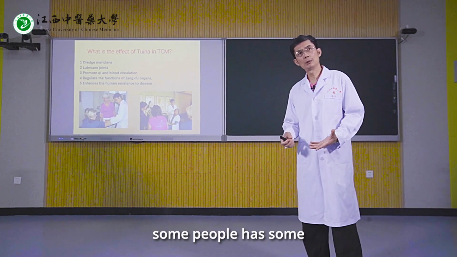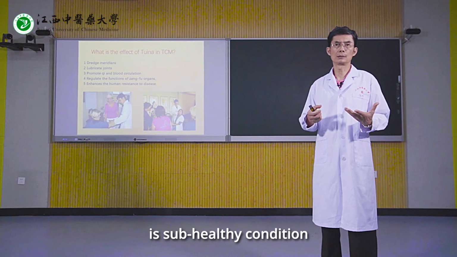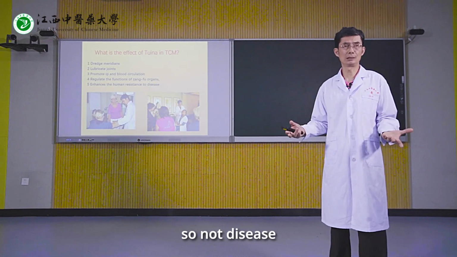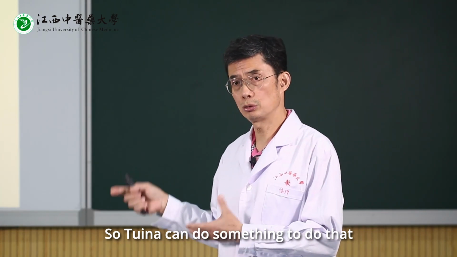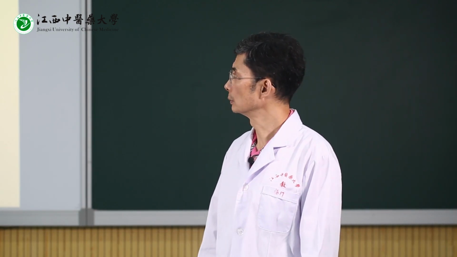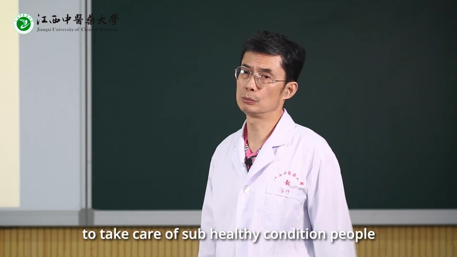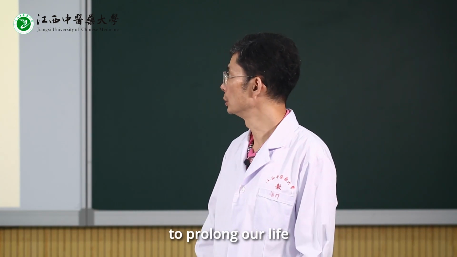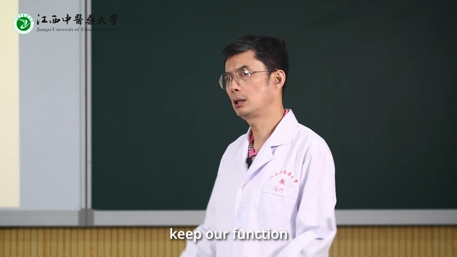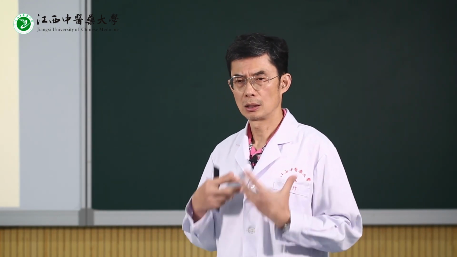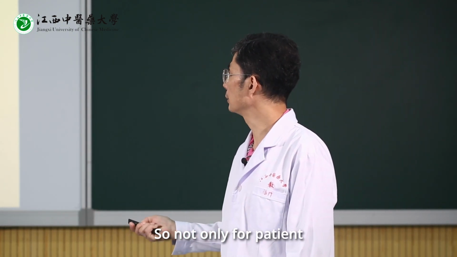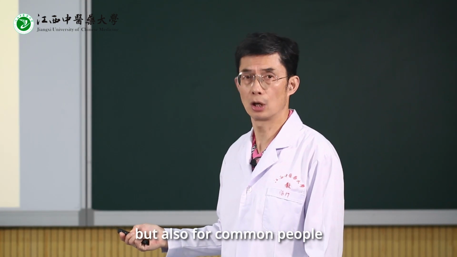For example, some people are in a sub-healthy condition, so not disease. Tuna can do something to prevent disease from occurring, to take care of people in a sub-healthy condition, to prolong our life, to keep our body fit, and keep the normal function of every system. So it is not only for patients, but also for common people.